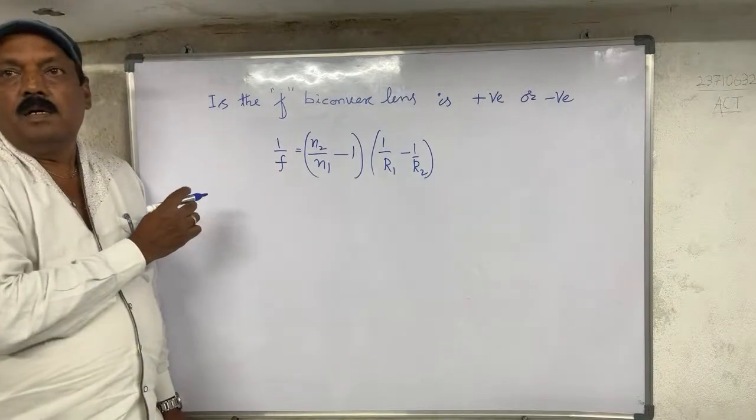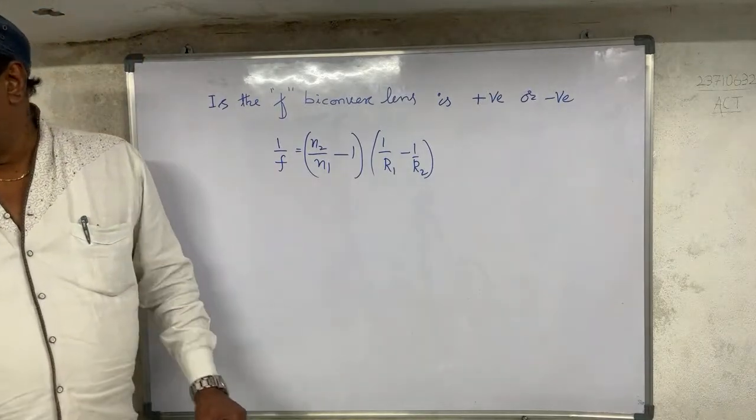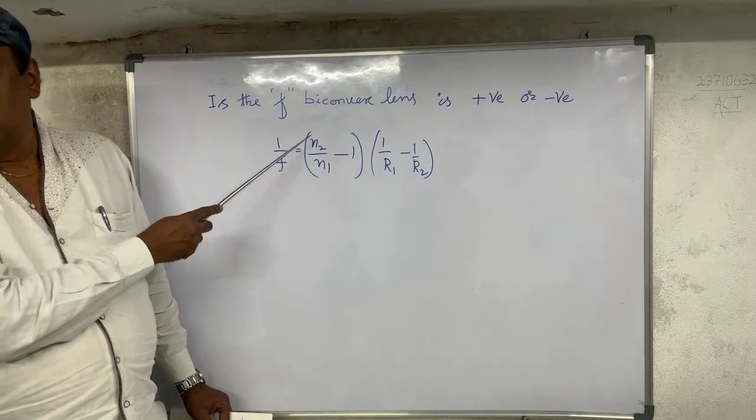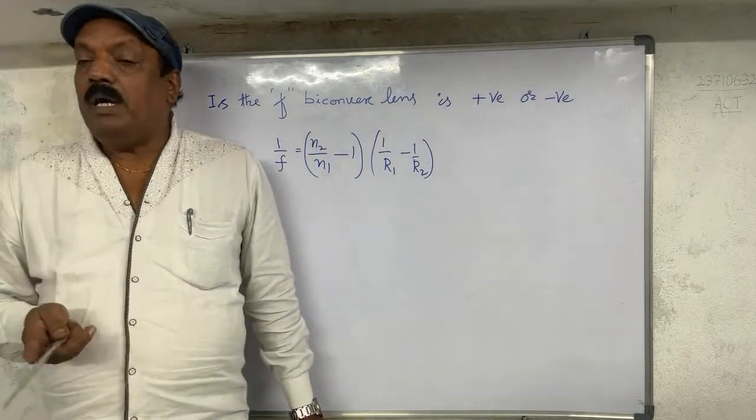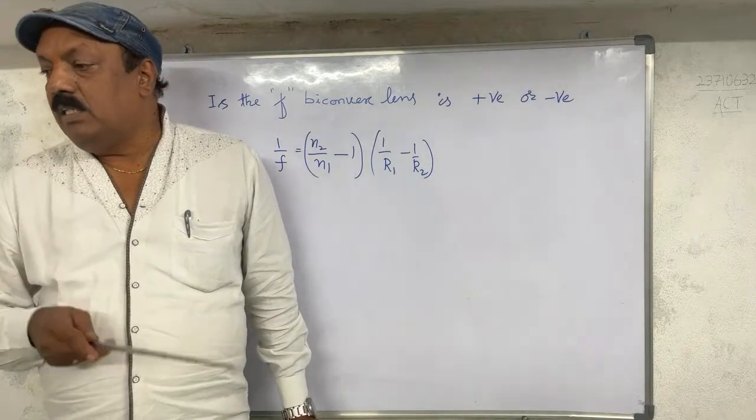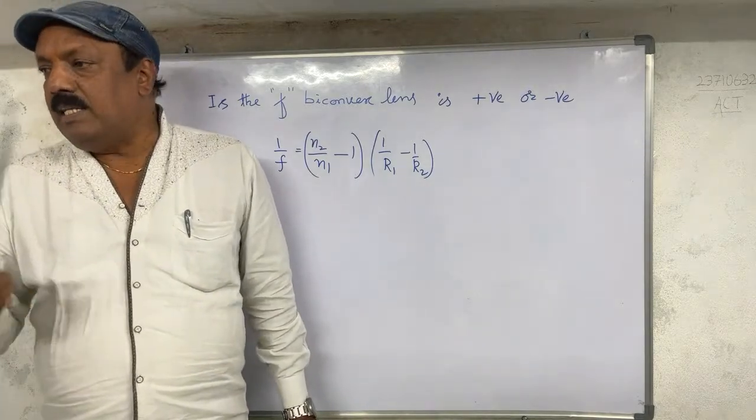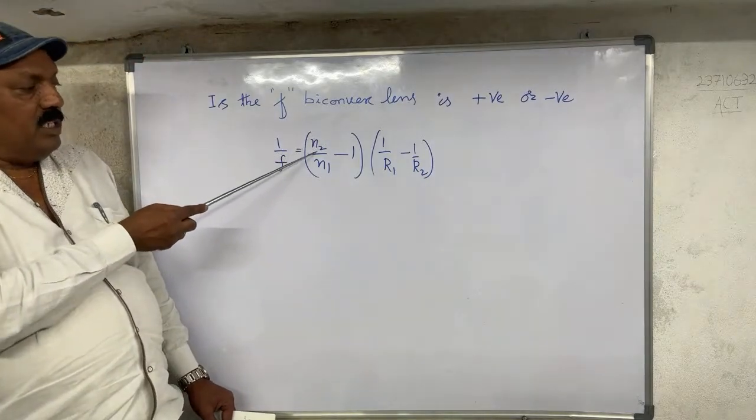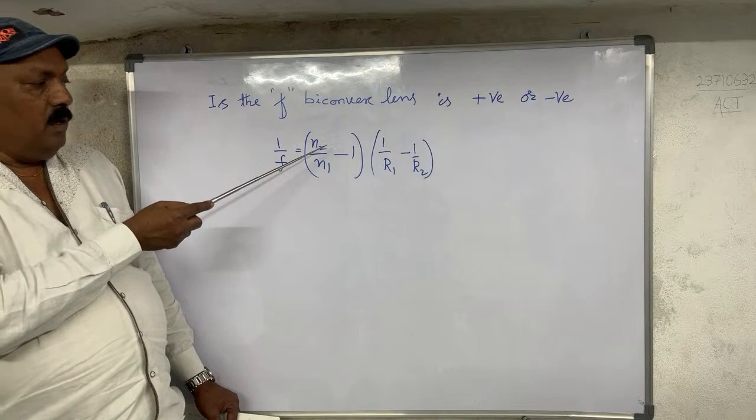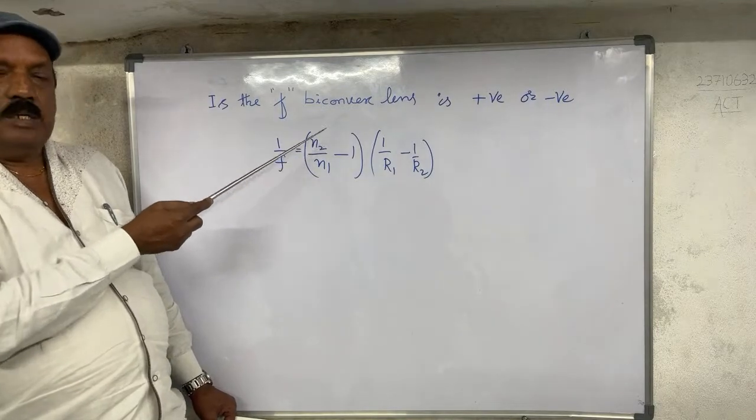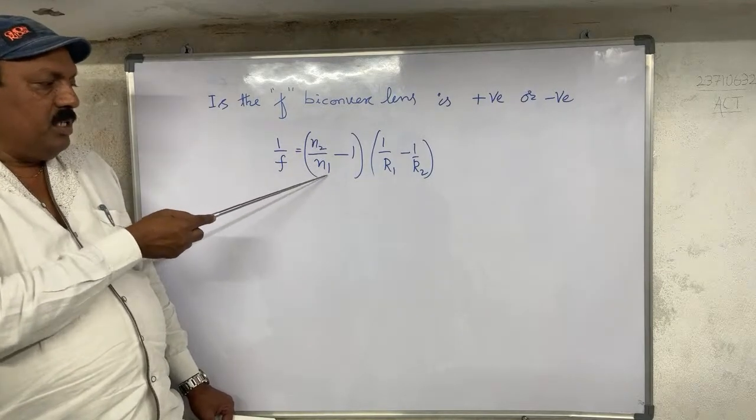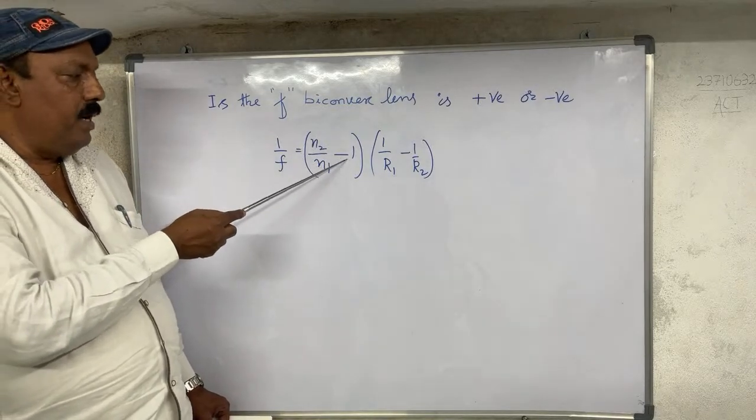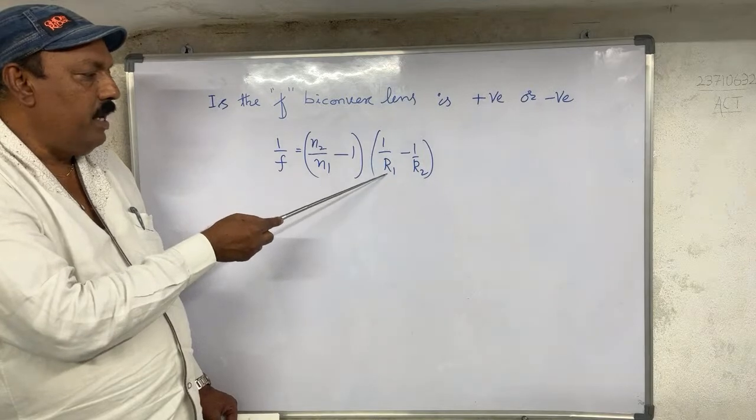N2 means refractive index of the medium 2. Suppose it is a lens, automatically one is air, that is a rarer medium, and another one is the lens, that is a denser medium. So the refractive index of the denser medium is N2. The refractive index of the rarer medium, air, is N1. So N2 minus N1 minus 1 is equal to R1 minus R2.